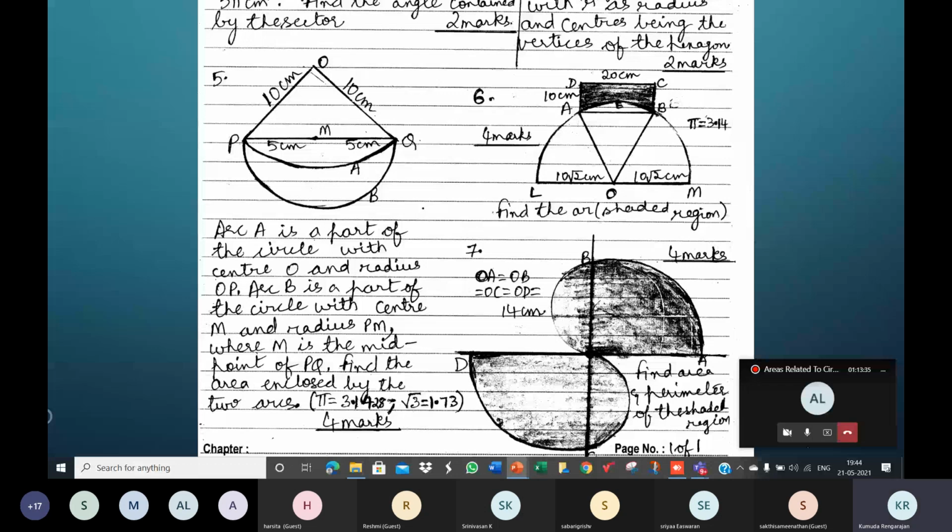Please use pi as 3.1428 and root 3 as 1.73.